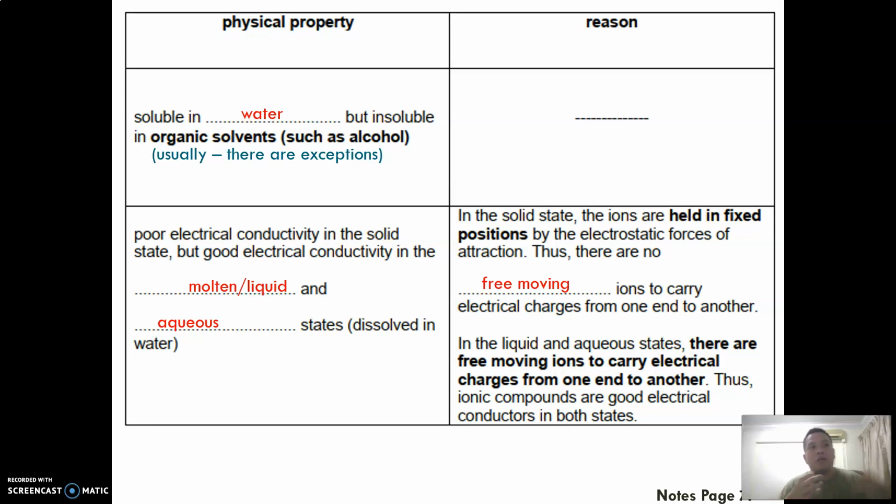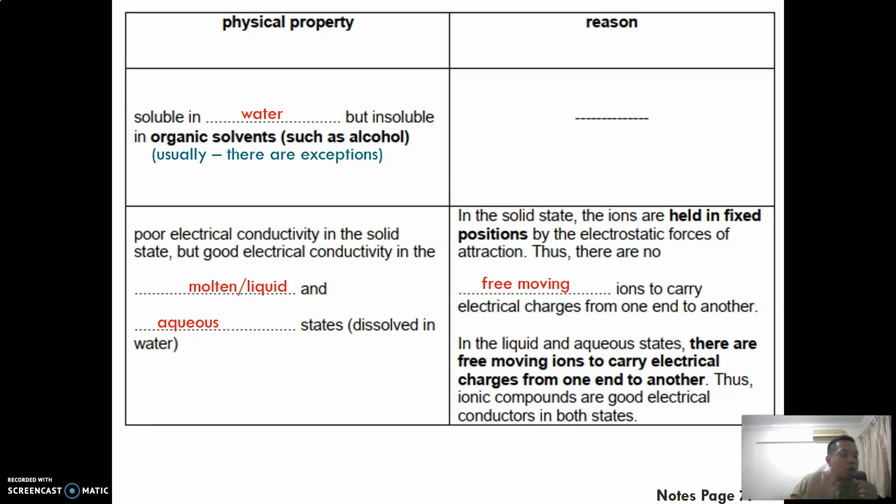For a current to be produced, we need charged particles such as electrons or ions to be able to move to complete what we call an electrical circuit. So when the ionic compound is in the solid state, the ions are in fixed positions, as we have mentioned, so they cannot move. And when they cannot move, there are no particles to carry electrical charges from one end to another.